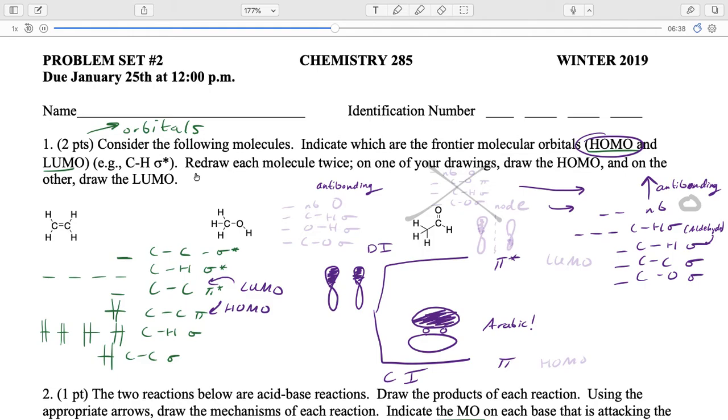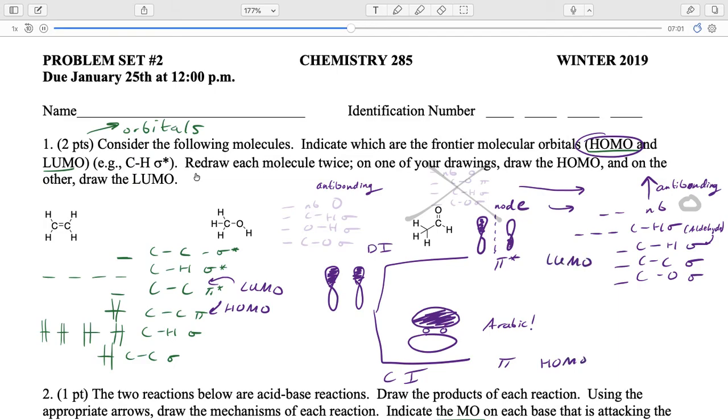And then the destructive will just lead them out of phase. Now I should draw on the top to be more consistent. Now we're going out of phase, and then we have a node down the middle here. So we saw earlier that the pi was the HOMO, and the pi star was the LUMO.